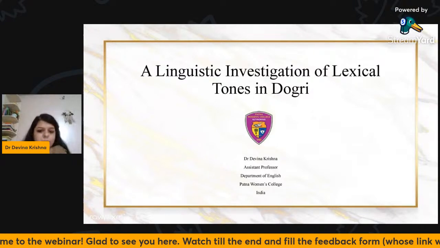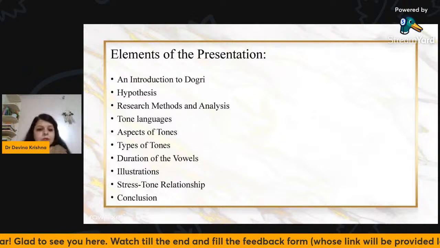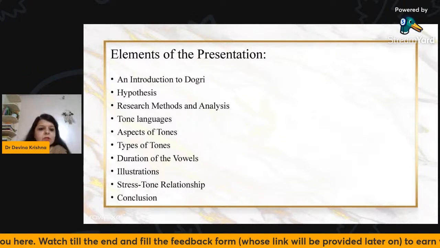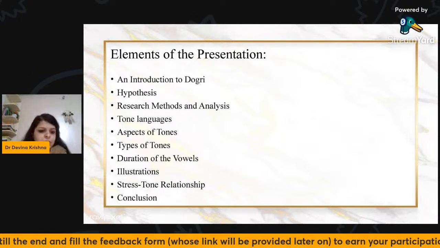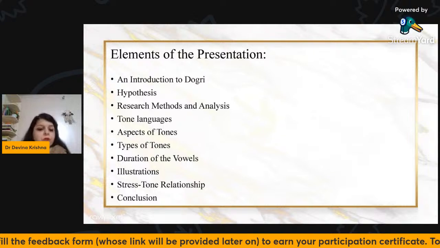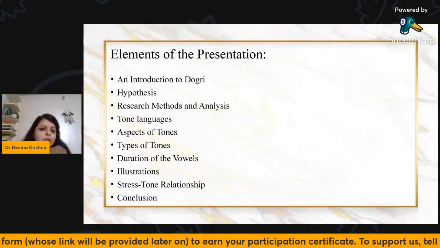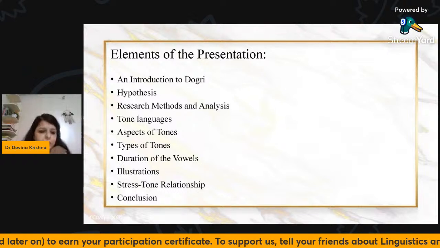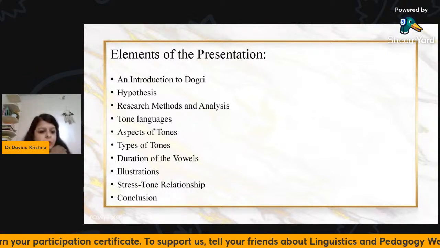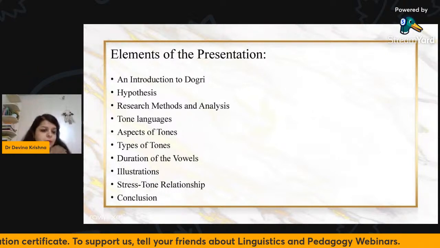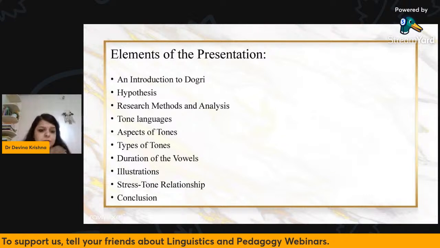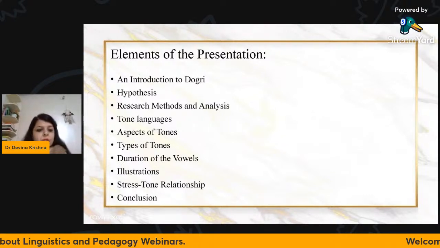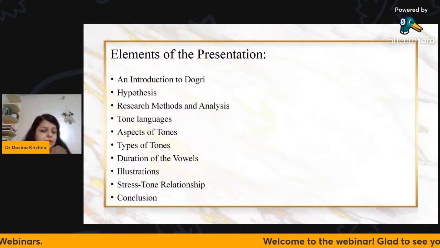So I'll just proceed with the slides. These are the elements of my presentation. I'll give a brief introduction to Dogri, along with the hypothesis of the present work, and then I'll talk about the research methods and analysis, because this is a linguistic exploration, and it is an empirical study. So there is some methodology involved in it, and there's some sort of data collection that has been involved.